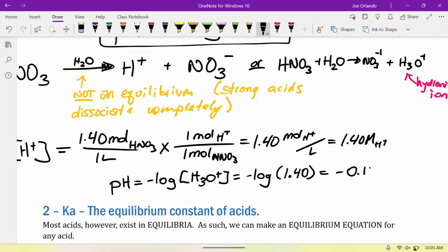Negative 0.146. You can have a negative pH. That's okay. A negative pH is allowed. It just means that our concentration has gone above 1. 1 is a pH of 0. Anything bigger than that is going to be negative.